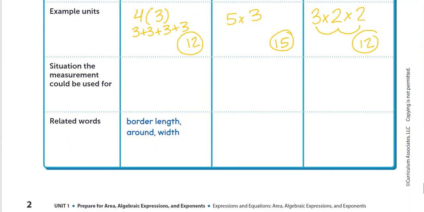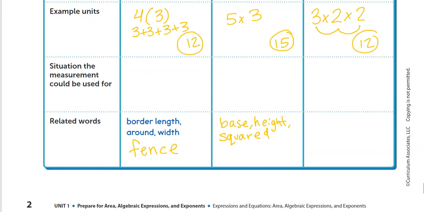So related words: border, length, around, width, and I'm just going to add fence, because that's how I always got my 3rd graders to learn it, so I'll use that for you too. Border, length, around, fence. For area, let's do base, height, square, squared, because we use square units.